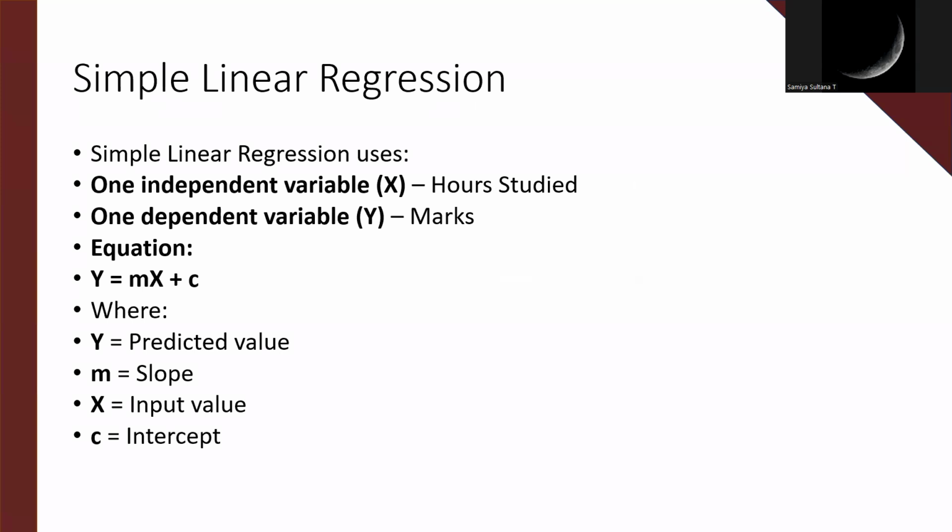Simple linear regression works with only one input variable and one output variable. The mathematical equation is y = mx + c. Here, y represents the predicted output or marks. x represents the input or study hours. m is the slope, which indicates how much the marks change when study hours increase. c is the intercept, which is the starting value of the regression line. The algorithm finds the best fit straight line that minimizes the prediction error.